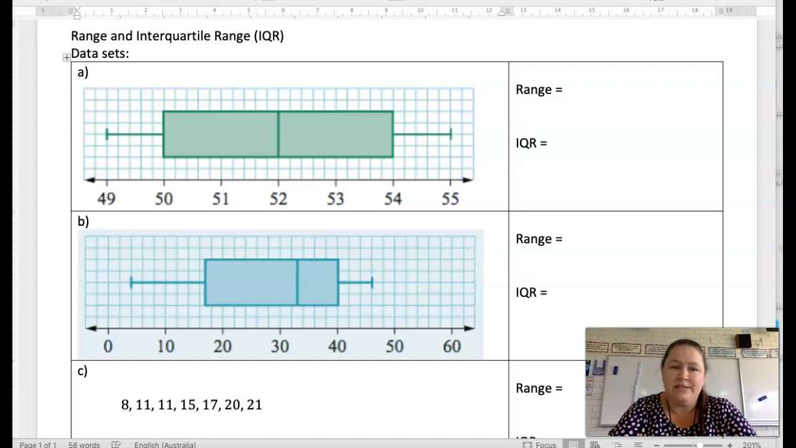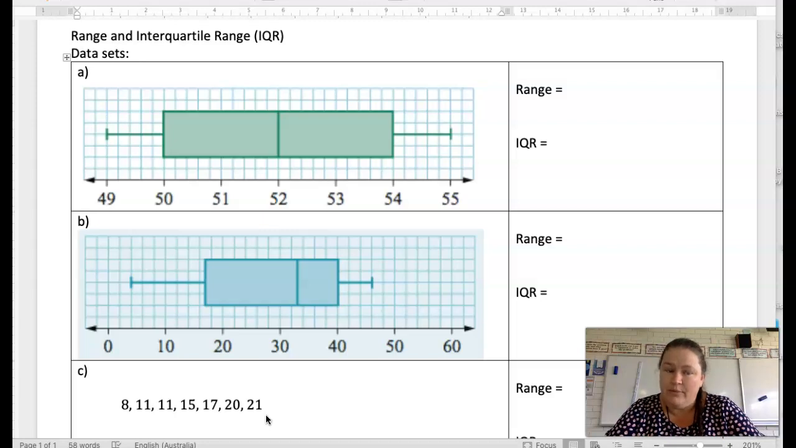Today I'm helping Year 10s do range and interquartile range. To start with, we've got a couple of options. Your data can be in a display. Last lesson we had a look at creating a display, which was a box plot, or you might just get an actual set of data. We want to be able to find the range and interquartile range for both those occasions.